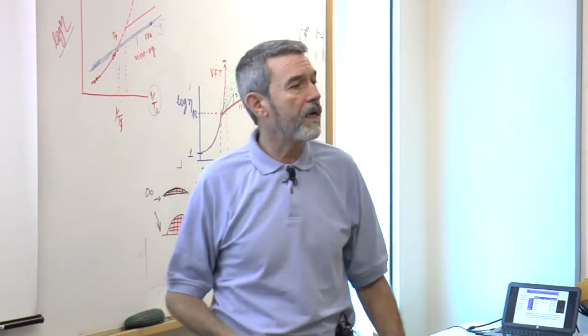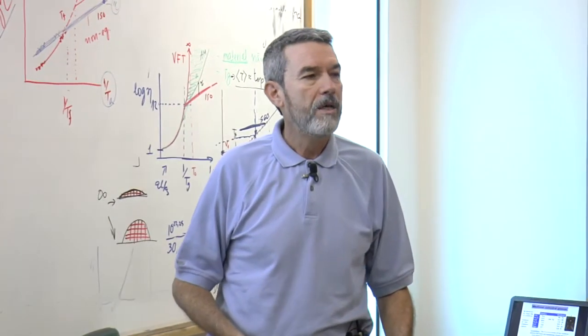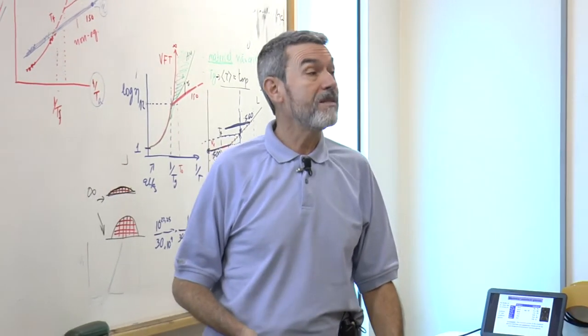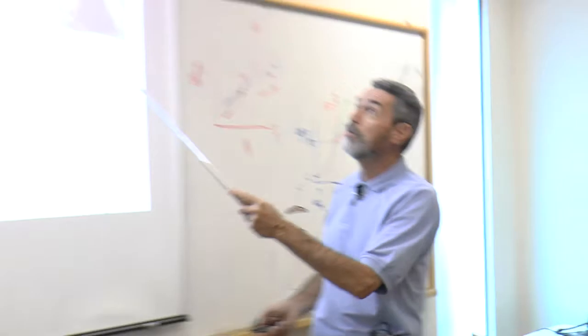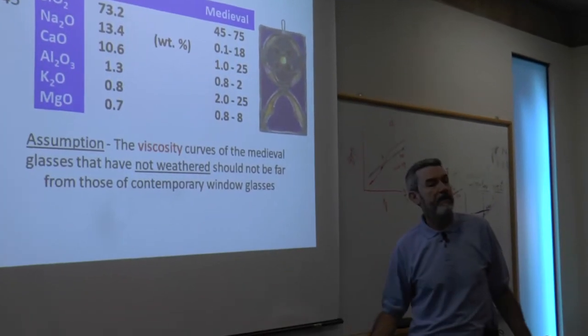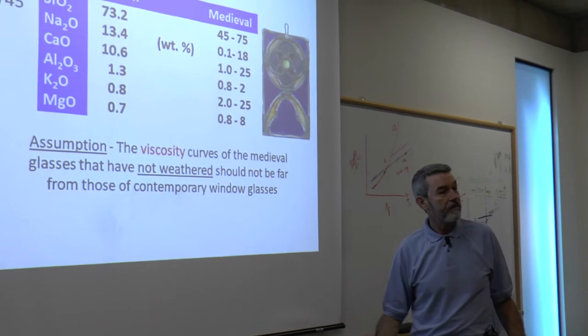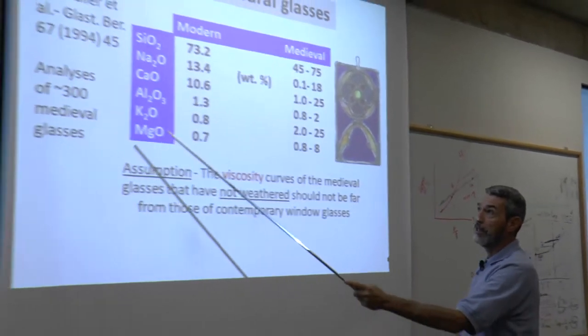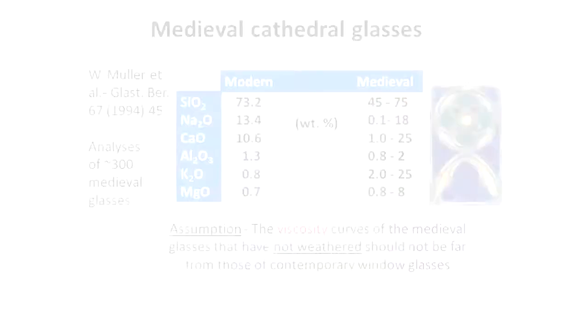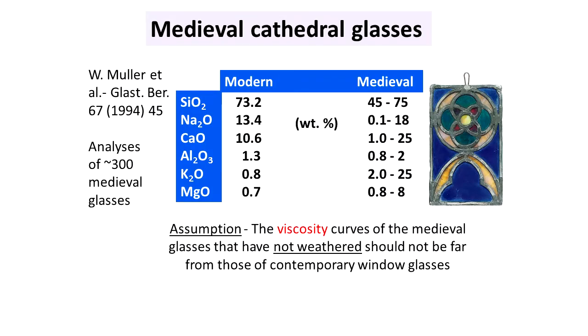So we decided to work with soda lime silica glass, but another question arose. Maybe the compositions of medieval glasses are completely different from soda lime silica glasses. Luckily, in this paper, Dr. Miller and collaborators have analyzed 300 medieval glasses. It took them many years to collect, throughout many countries in Europe, different samples of medieval glasses of different ages, sources and raw materials.